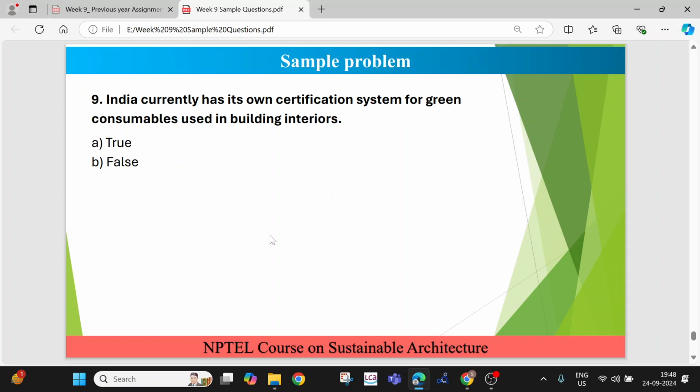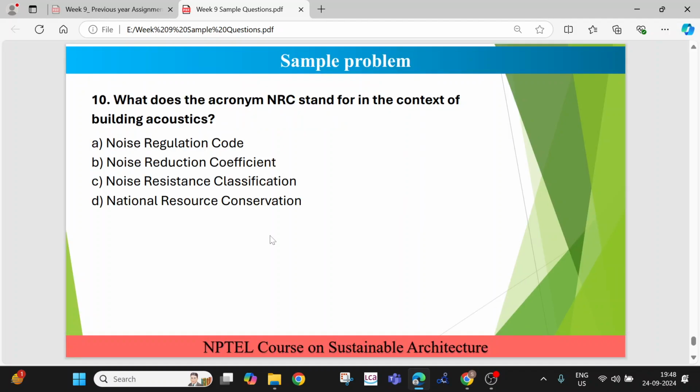Fine. So let's move to the last sample paper problem of this week 9. And here is the last question. What does the acronym NRC stand for in the context of building acoustics?